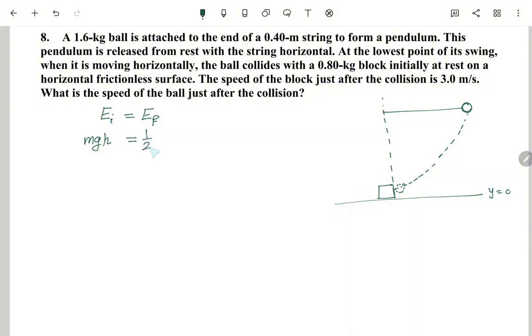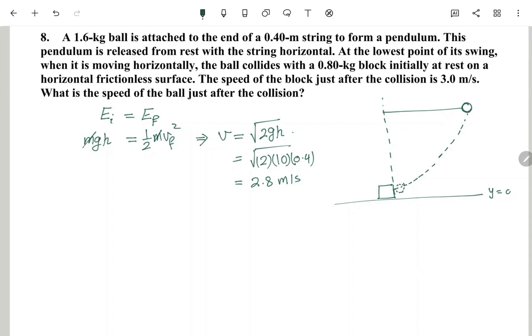So half m v final squared. Mass cancels out with mass, and v in this case will be equal to the square root of 2gh. With numbers, it's equal to 2, g is 10, and h is this one here, the same as this, by the way, so it's equal to 0.4. After all, it's equal to 2.8 meters per second. So this is the speed of the ball just before the collision.